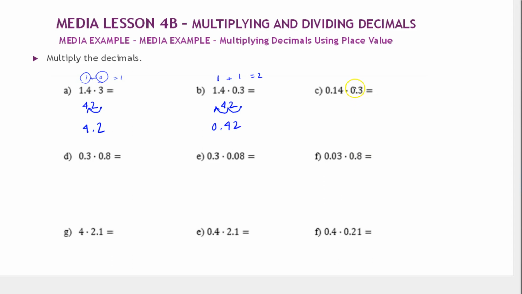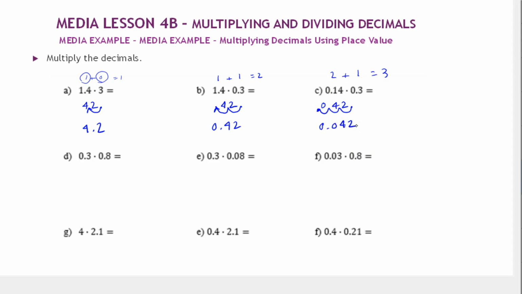Let's look at the next one. We know 14 times 3 is 42. This number has 2 digits to the right of the decimal, and this has 1, for a total of 3 digits. So we're going to start from the right and move to the left. 1, 2, 3. And notice I have an empty spot here that we're going to fill with a 0 as a placeholder. So our product is 0.042.